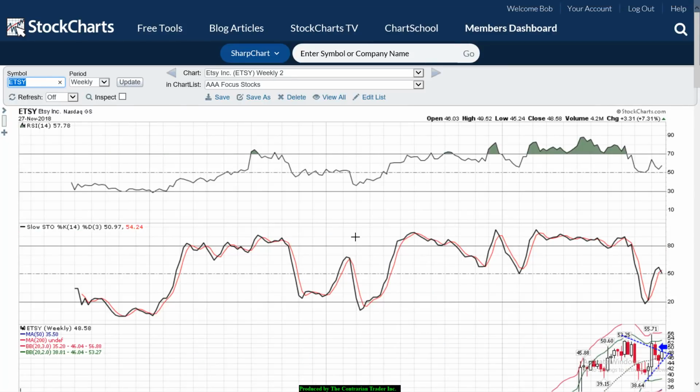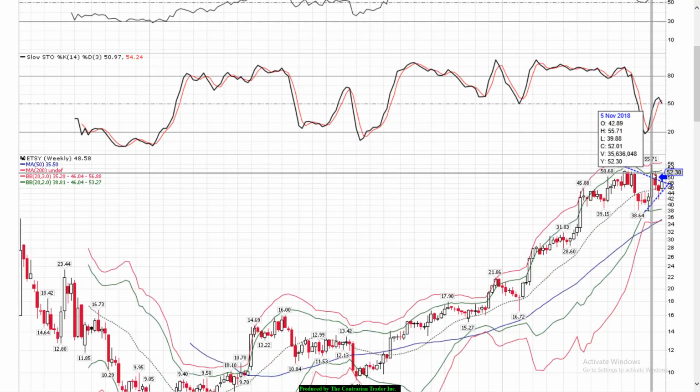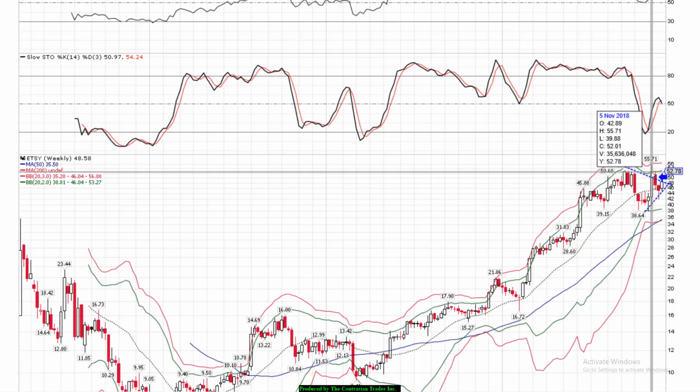Etsy, weekly chart. Okay, so we are in a tight triangle formation. It's all about the weekly chart with Etsy. We did break out several weeks ago, right here, the week of November the 5th. The following week, we broke down. That is a bull trap. So a lot of bulls got caught up in this breakout.